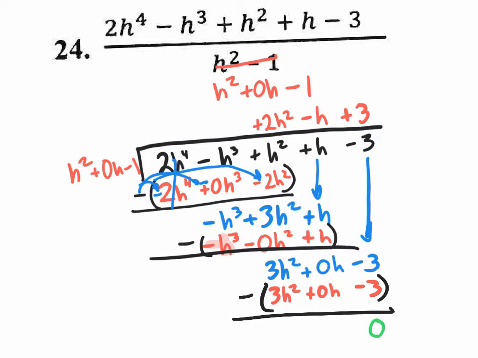The remainder is 0. So what's your answer? It's positive 2h squared minus h plus 3. There is no remainder, so that's it. If I would have had like a plus 1, or a positive 1 down here, then I would put plus 1 over the original divisor. But there is no remainder, so I'm done.